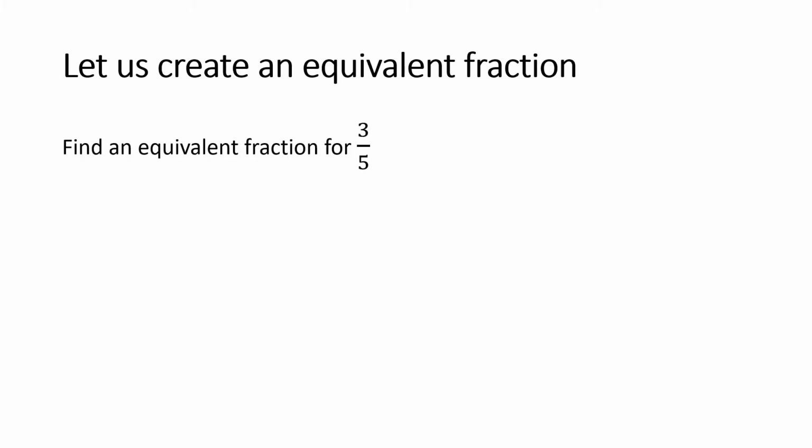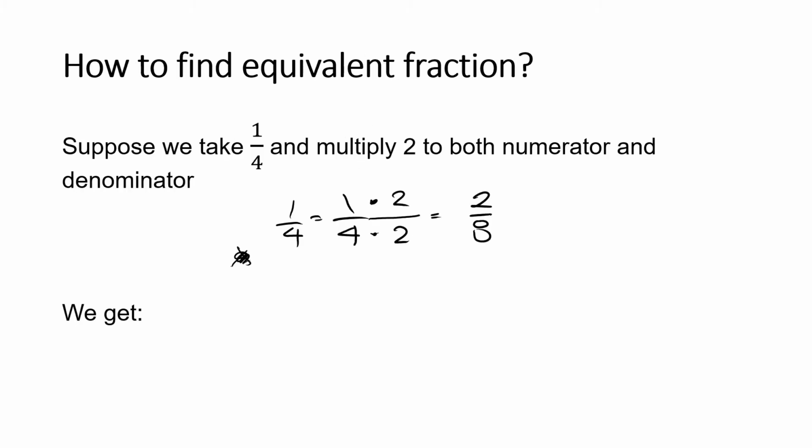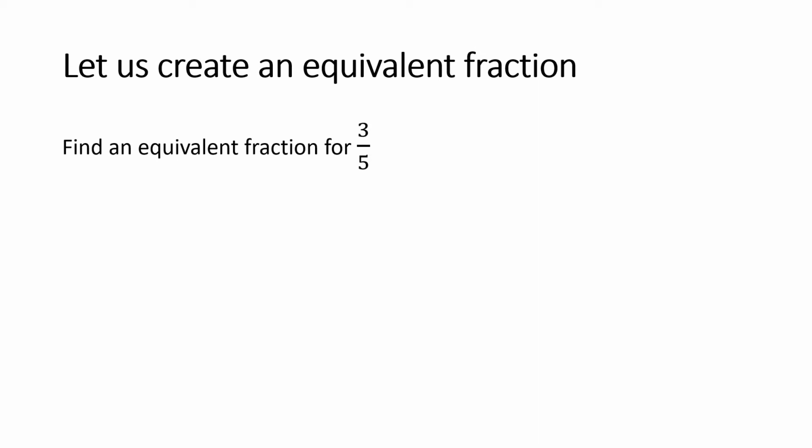Now this is pretty easy. We already know this. Now let's create our own equivalent fraction. So let's start with a random fraction. Here is 3 over 5. So how do we find an equivalent fraction for 3 over 5?